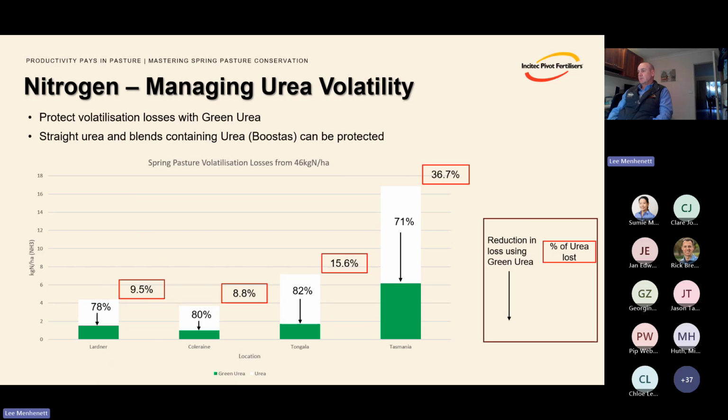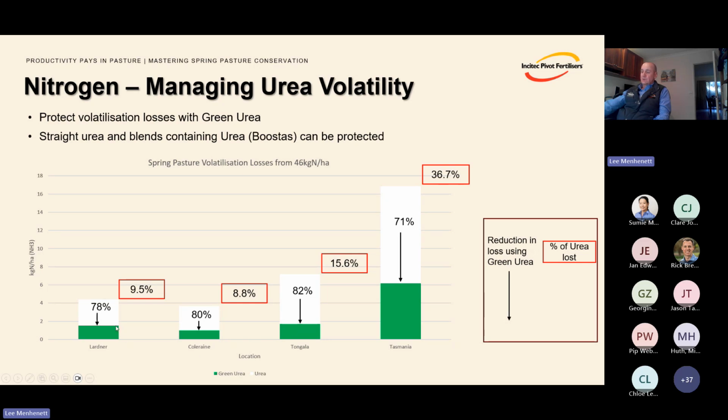And this is just some work from some different areas in southern Australia looking at some of those losses that we measured last year. This is at Lardner in Gippsland, Coleraine, Tongala in northern Victoria, so that's the Western District, northern Victoria, and then at Tassie side in early summer. And so what we saw is losses of about 10% in the Western District in Victoria, and in Gippsland in Victoria, up to 16% in the spring application at Tongala, and up to 37% of the applied urea in Tasmania at Hagley.